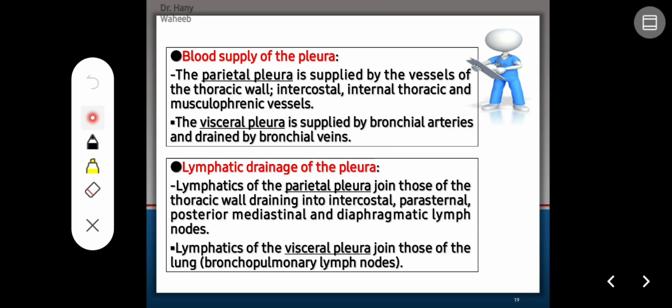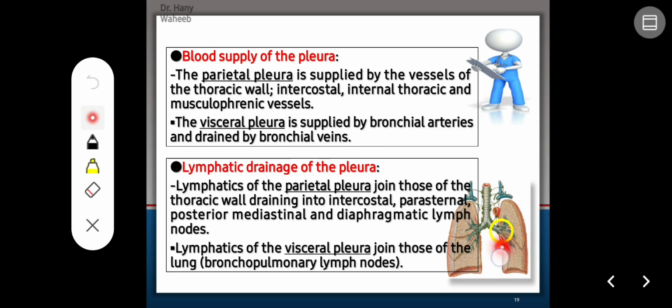Lymphatics of the visceral pleura join those of the lung into the bronchopulmonary lymph nodes. So lymphatics of the parietal pleura drain into the lymph nodes of the thoracic wall, while lymphatics of the visceral pleura drain into the lymph nodes at the hilum of the lung, with those of the lung, the bronchopulmonary lymph nodes.